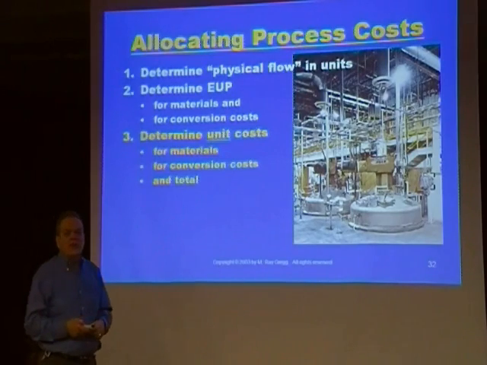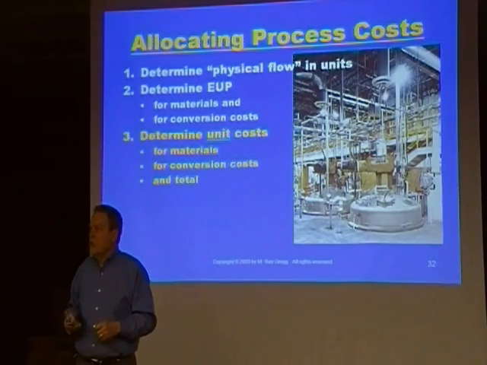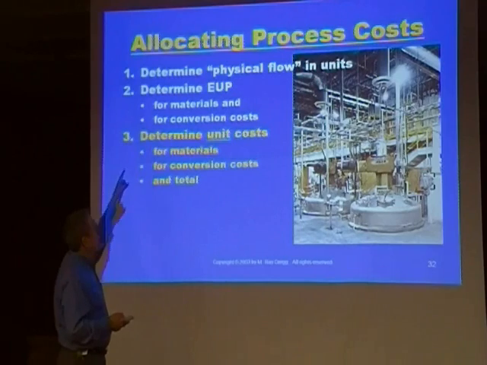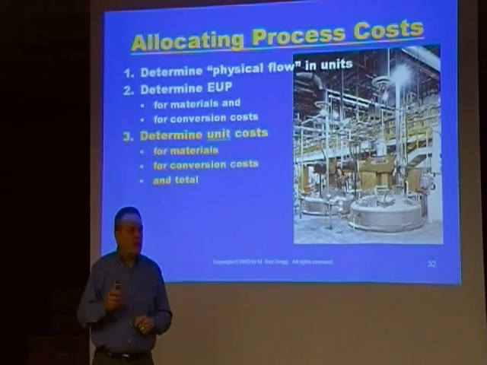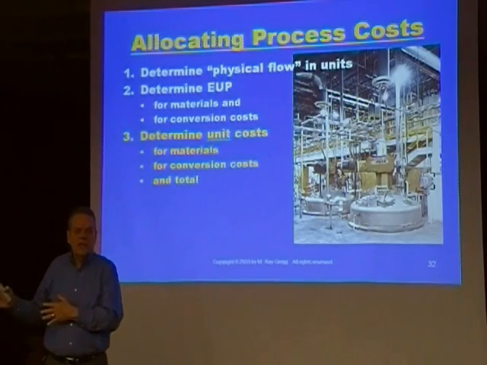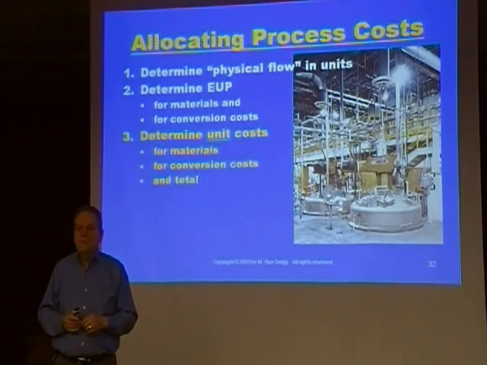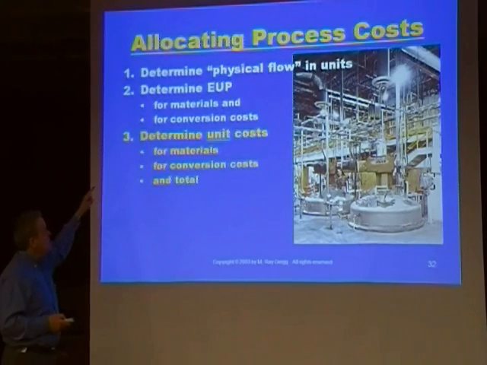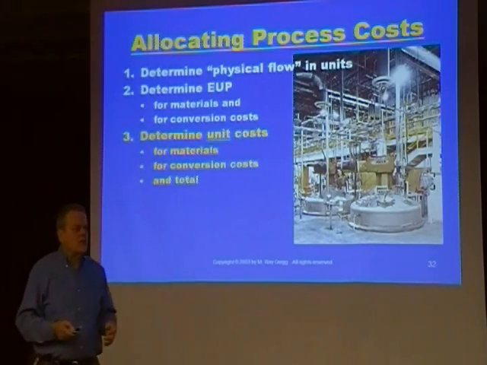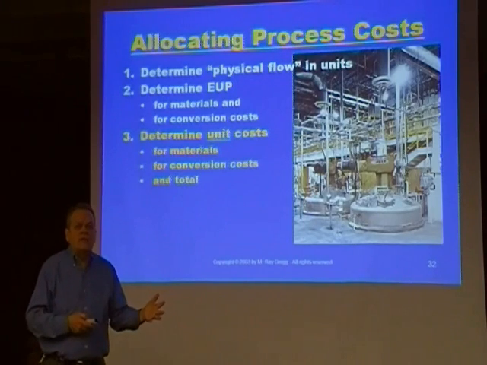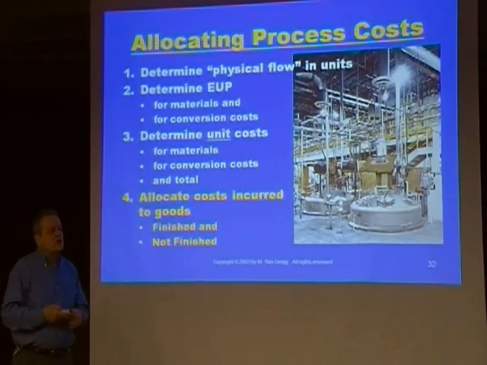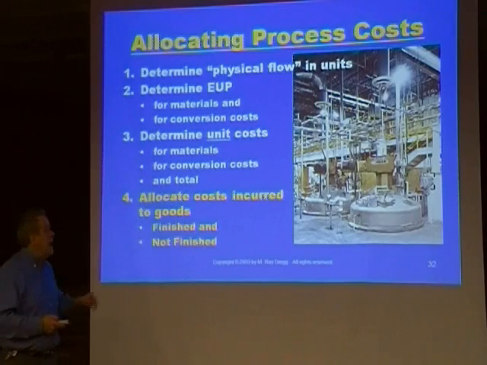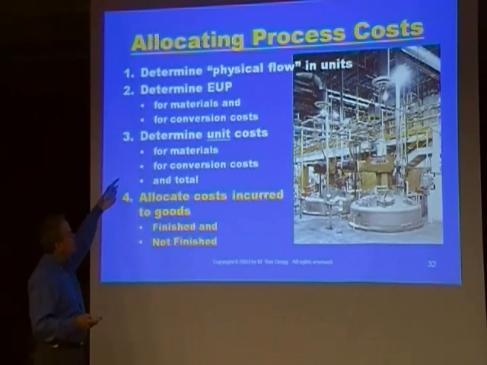Then, determine the unit cost. The unit costs are going to be divided by the answer in step 2. That's where the snowball effect begins. The potential to miss the rest of this is missing step 2. Determine the unit cost for materials and the unit cost for conversion costs, labor and overhead. And then it's optional but desirable to find the total cost that it took to produce 1 unit. And allocate those costs based on this step.